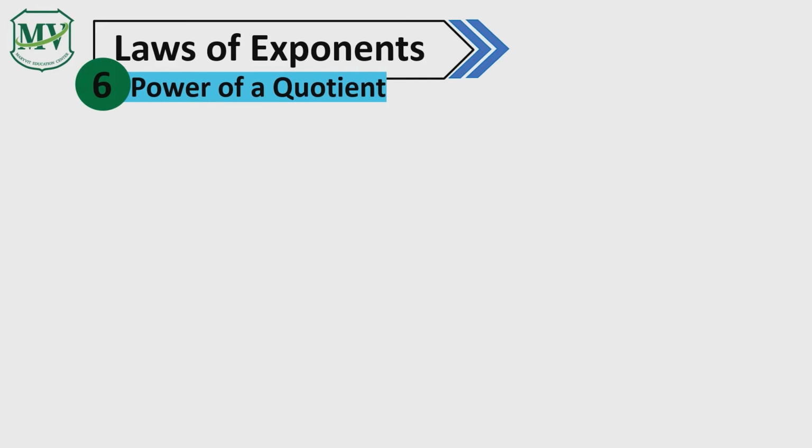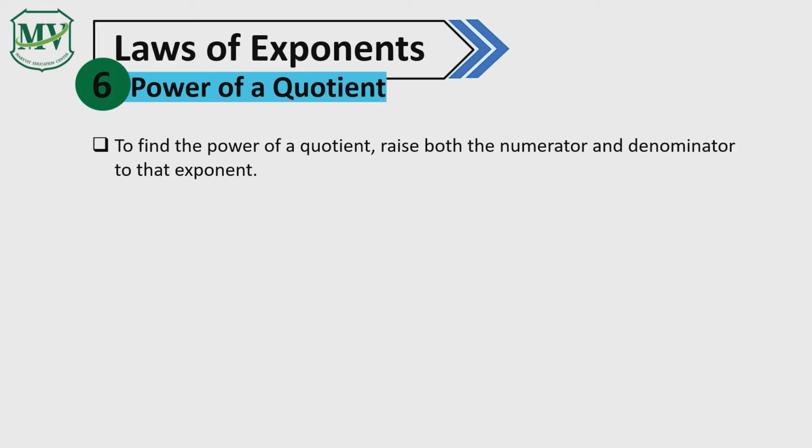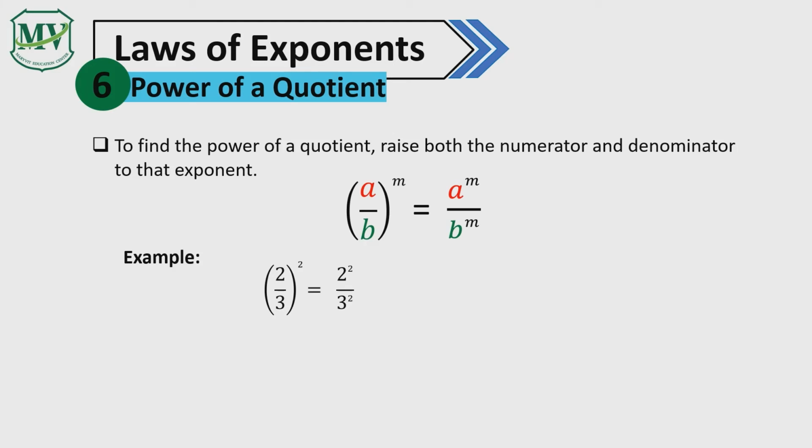Power of a quotient. To find the power of a quotient, raise both the numerator and denominator to that exponent. This could be written as (a over b) raised to the power of m, equal to a raised to the power of m over b raised to the power of m. Let's have an example. How to simplify (2/3) squared. By following the law, we will have 2 squared over 3 squared. Expanding the expression, we have 2 multiplied by 2 over 3 multiplied by 3. The final answer would be 4 over 9.